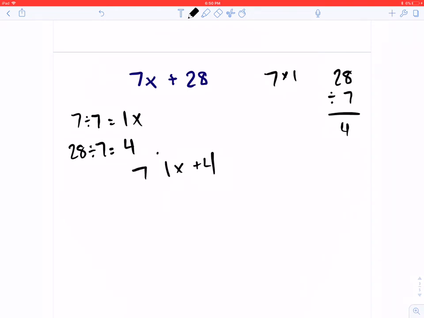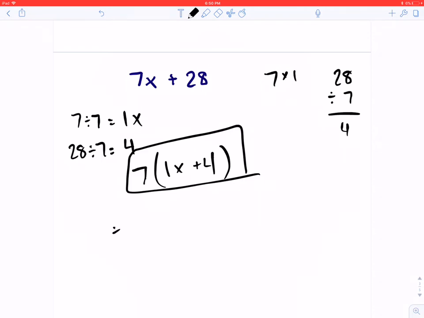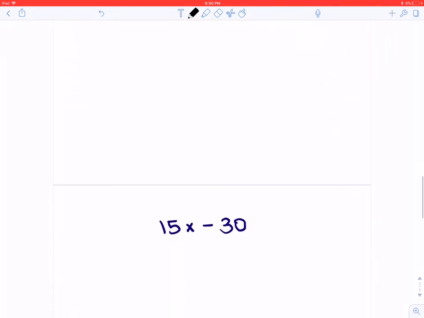I have 7 groups of 1x plus 4. So we're doing the opposite. We're saying, what can I divide by? What I can divide by is my number of groups. What's left over after I divide by that is what goes in each group. Let's look at one more.